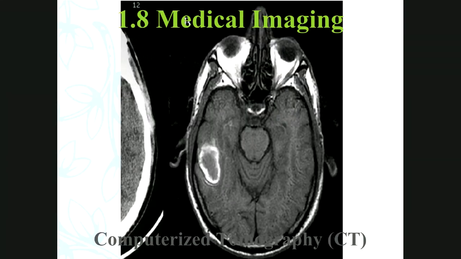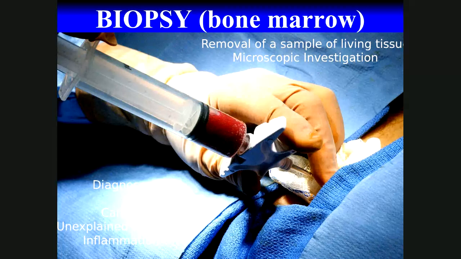CT, you could see a tumor in the brain here, more sensitive than X-ray. Often CT will give us a three-dimensional perspective and a better resolution than conventional X-rays. Biopsy is often used where we're removing a sample of living tissue to microscopically evaluate it. So check if there's any infection or cancer in that area.